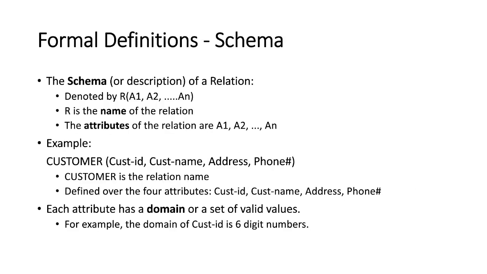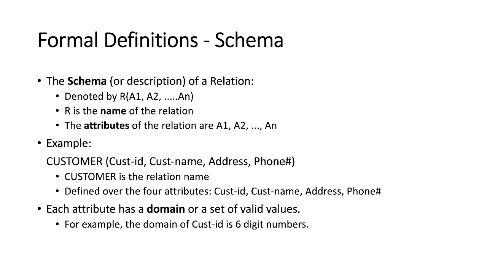And the next one is schema. The schema is the description of the database, also called the structure of the database. This is a description of the relation. It is denoted by R(A1, A2, ..., An). What is this R? This R denotes the relation. A1, A2 up to An are going to be called the attributes.